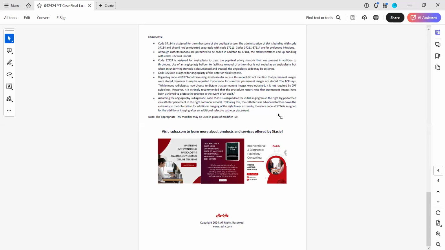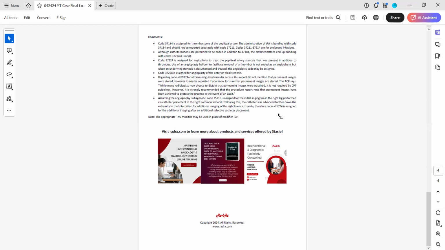As a general rule, when you have two procedures that are being performed in the same vessel and one bundles your catheter work and one does not, it becomes bundled for both. You do not unbundle them. And then we saw the mention of stenosis for both the popliteal artery and also for the anterior tibial. So that allowed us to code 37224 and 37228 for those angioplasties that were performed. If that had not been performed to treat the stenosis, and if the angioplasty balloon had been used to facilitate removal of the thrombus, then we would not have coded for the angioplasty separately.